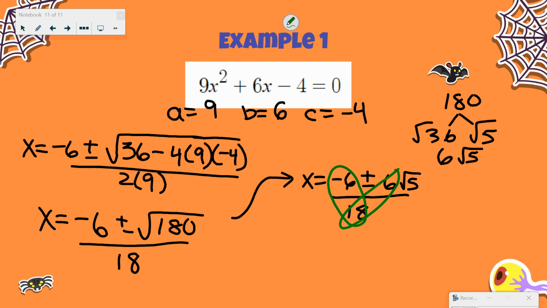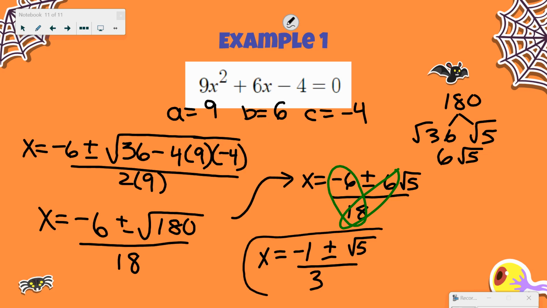Notice all of these three numbers. What could you divide all of them by? 6. So this is going to simplify to negative 1 plus or minus square root 5, all over 3. You could write a 1 here or not. And Morgan was right with that plus or minus. We are going to have two solutions. So if you wanted to just say your final answer is this, that's great. That's probably where I'll stay because I like writing as little as possible.